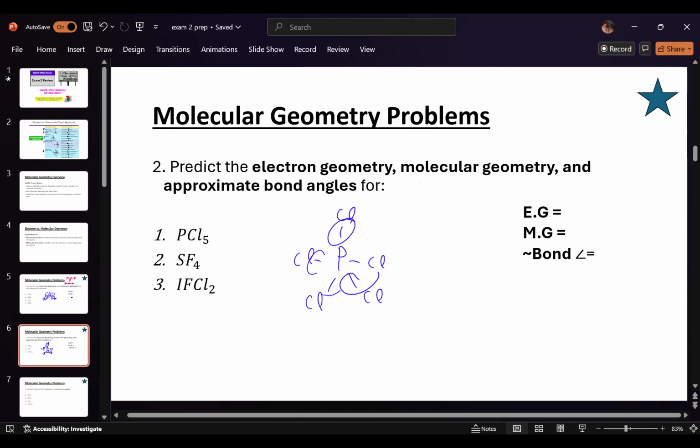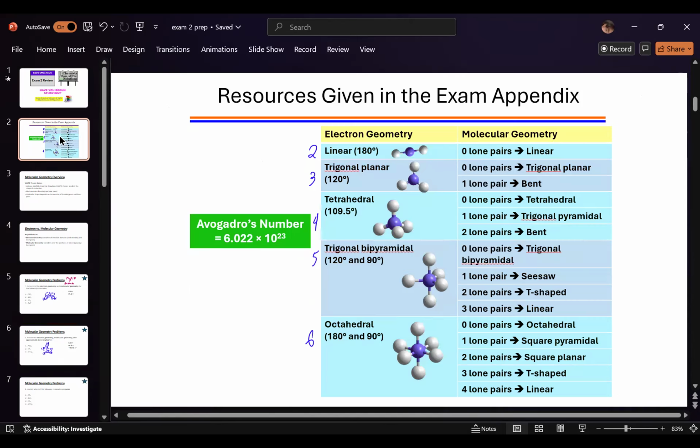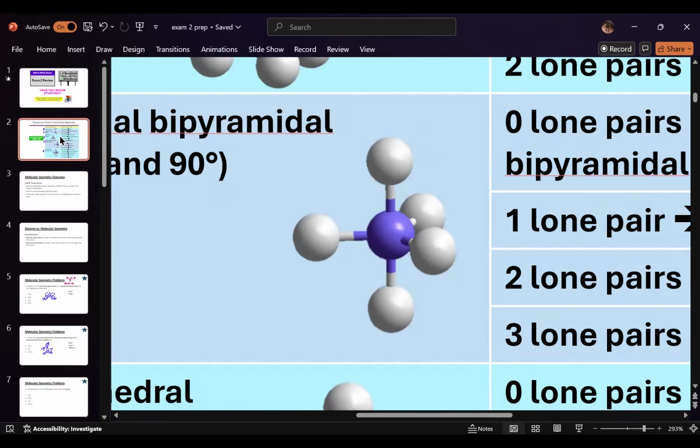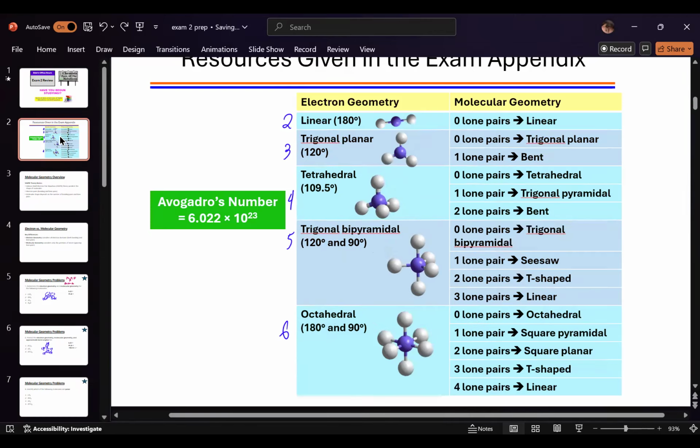So equatorial is, let me see. There we go. Equatorial, think about equator. It's like mid, right? In the middle. So this is 90 degrees equatorial. This is axial, right? So that's what I mean when I say that.